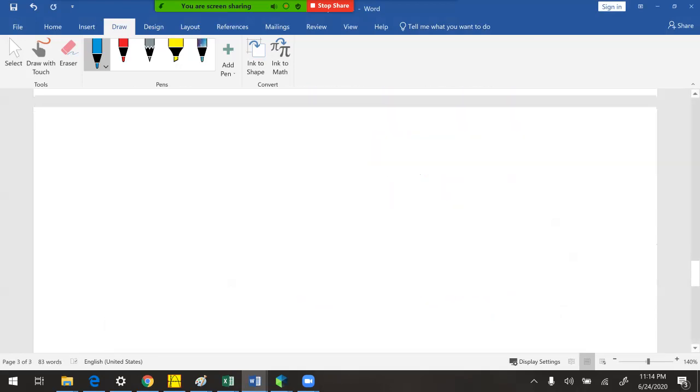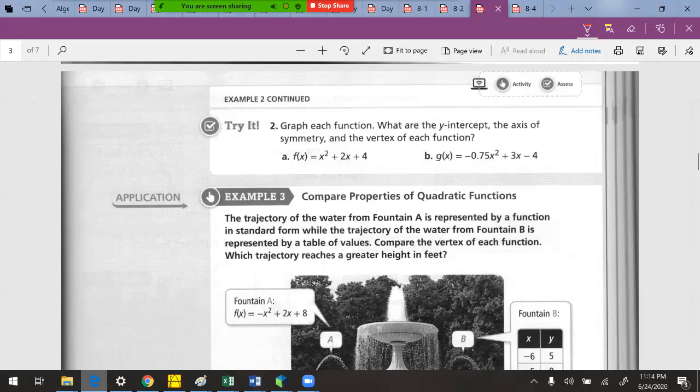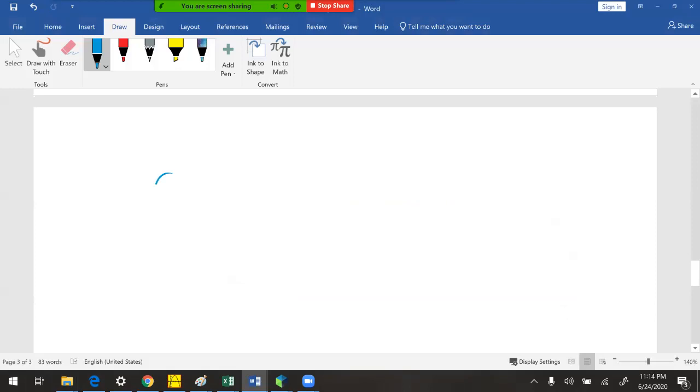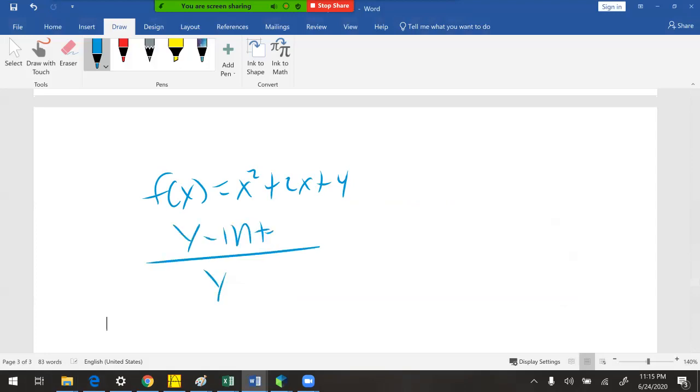All right, let's pull out the question here. We're only going to do one. x squared plus 2x plus 4. So f of x equals x squared plus 2x plus 4. The y-intercept is simple, right there. It's y equals 4.